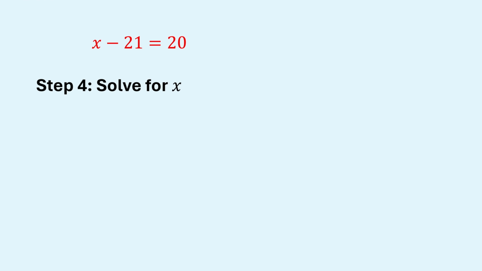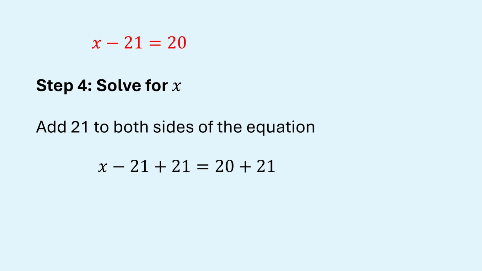Step 4. Solve for x. Add 21 to both sides. So we have x minus 21 plus 21 is equal to 20 plus 21. Negative 21 plus 21 becomes 0. So x is equal to 20 plus 21, which is 41. Therefore, x is equal to 41.